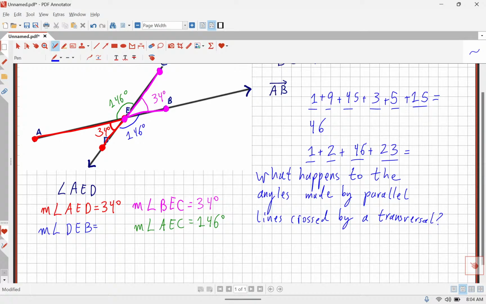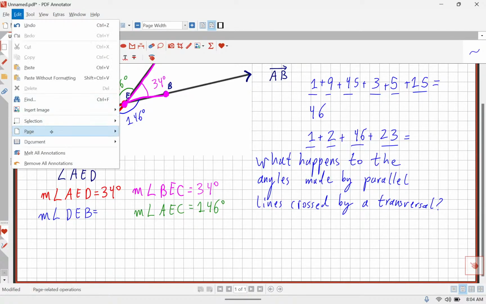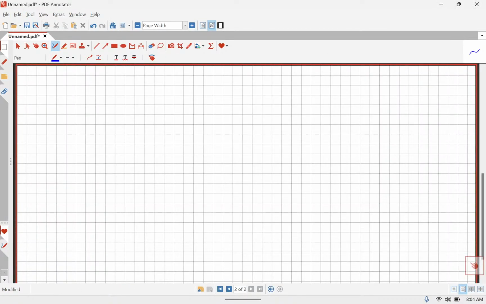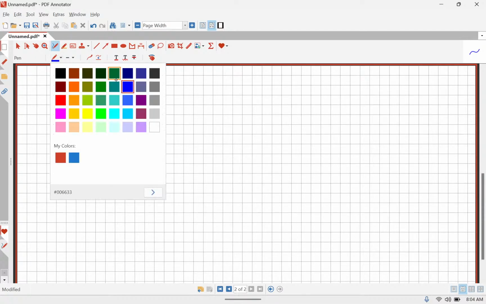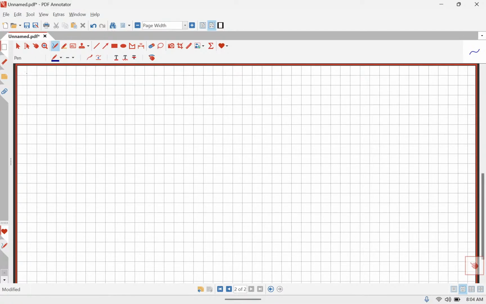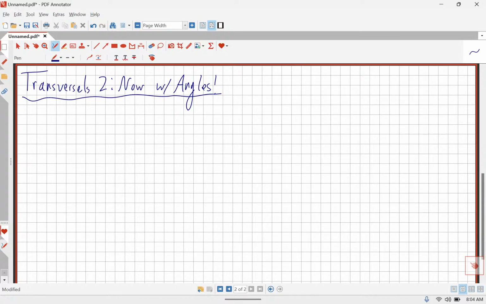Let's see here, guys. Let's go ahead and do kind of a little practice with this. So let's go ahead and write this down, guys. Got a pencil? Transversals 2, now with angles, like angle measures.